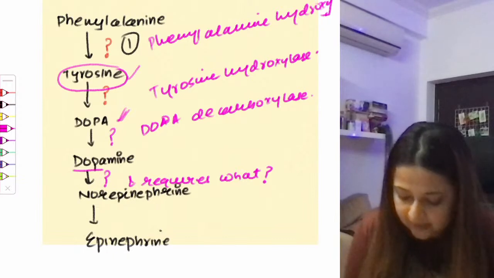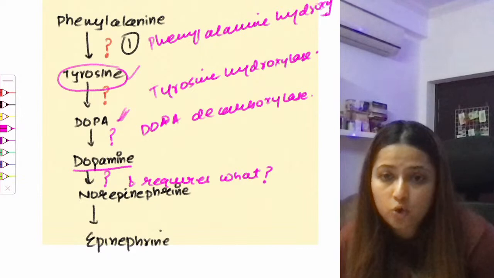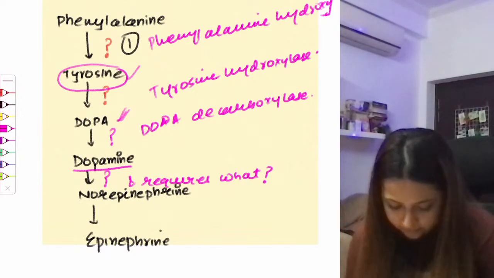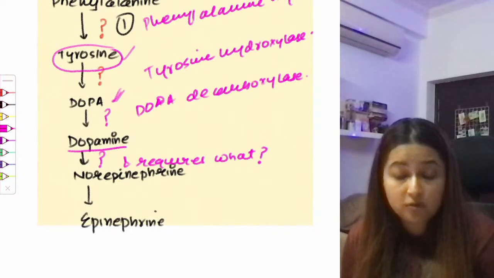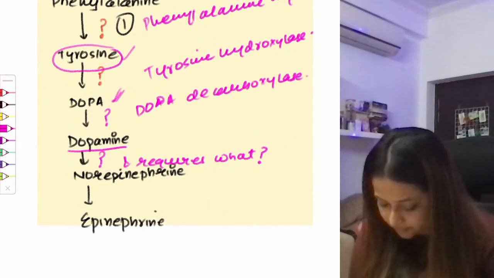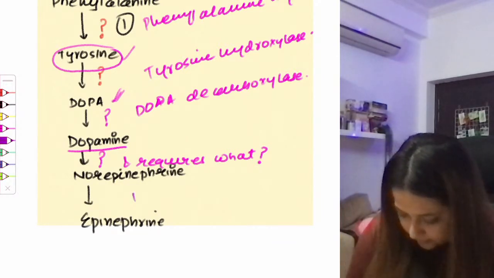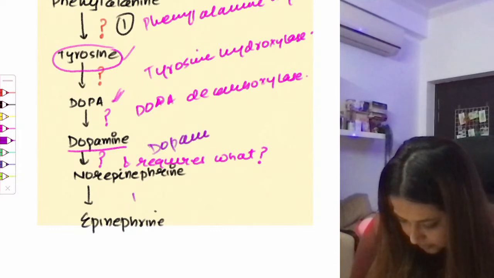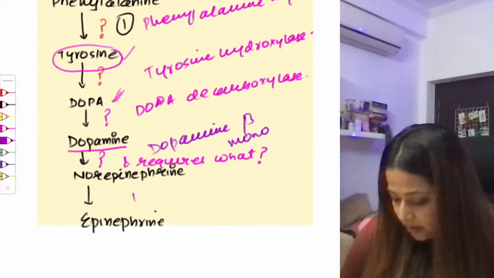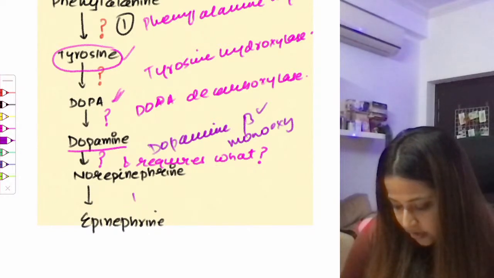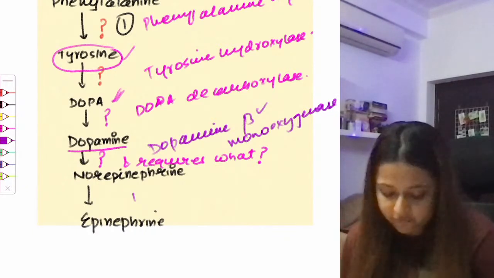Alright. Next step. Which enzyme is responsible for the conversion of dopamine to norepinephrine? Anyone? The answer to this question is dopamine beta monooxygenase. This is the enzyme that converts dopamine to norepinephrine.